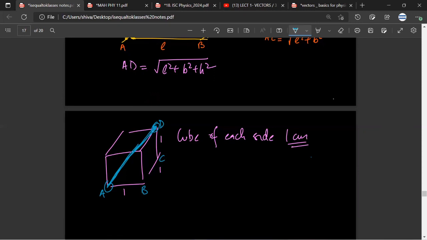What is the length of side AD? Can you tell me the length of side AD? It would be root of L square plus B square plus X square, which would be... Shabash. Have you understood this? Okay. So one thing that you should never forget, and of course you will understand as we go deeper into vectors, is if there is a cube whose each side is 1 unit, the length of the longest diagonal is root 3. It is not 1. Have you understood?